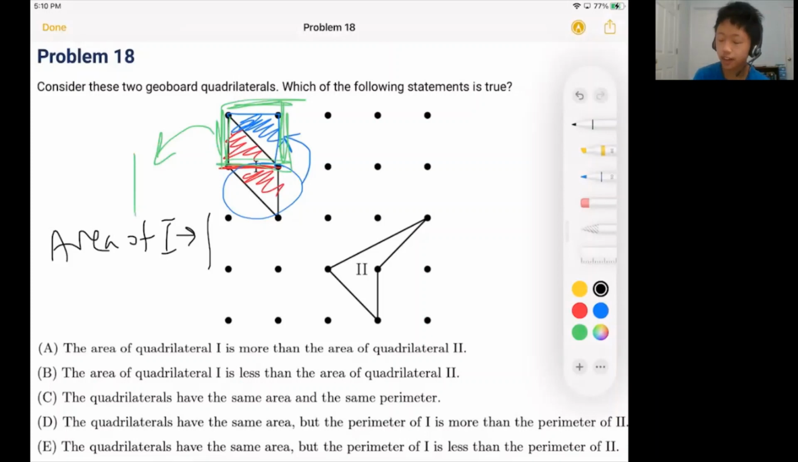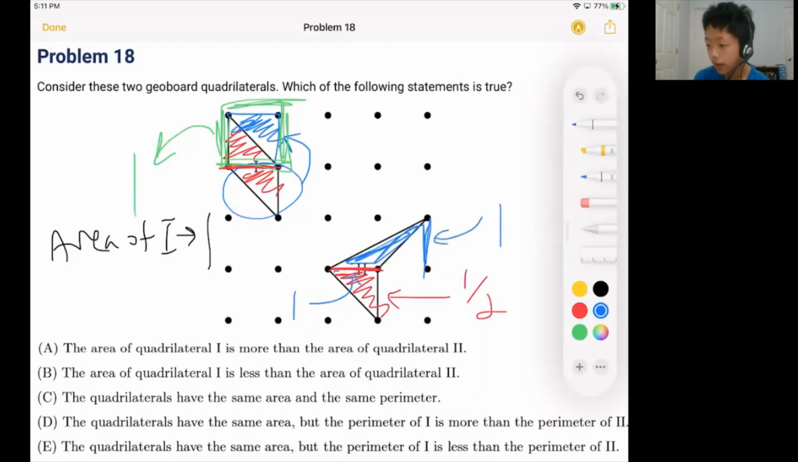And then to find the area of quadrilateral 2, what we can do is we can again split it in half. So the area of this red triangle is 1/2 base times height, which is area 1/2, and for this blue triangle here, notice that its base, this length here, is also 1, and this height is also 1. So the area of that blue triangle is 1/2. So 1/2 plus 1/2, we find that the area of quadrilateral 2 is also 1.